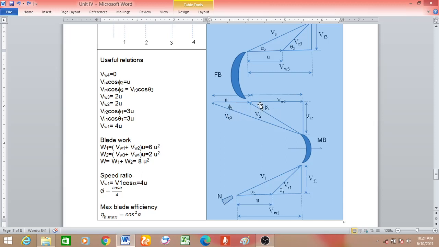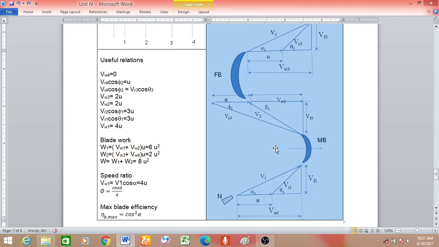This is the fluid angle at outlet for the first stage. Some books will use, say, alpha 1, alpha 2, same thing. Alpha means the fluid angle. So here they will use alpha 1, alpha 2, and here it is, say, theta 1, theta 2, like that. Okay. So here I don't want to change the notations we have followed so far. So I have retained them.